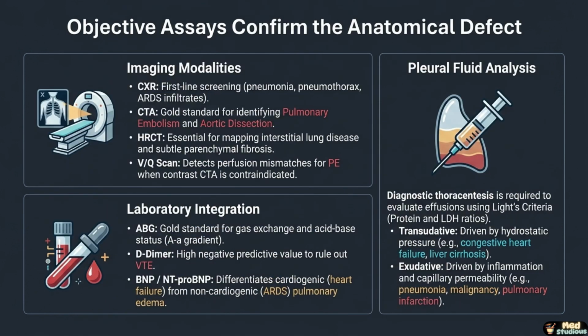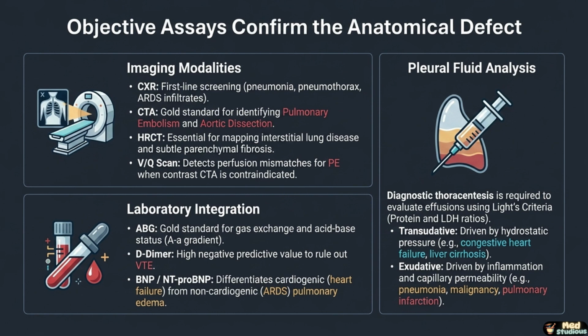Once clinical suspicion is established, objective testing confirms the precise anatomical defect. Imaging plays a central role. A chest X-ray remains the first-line screening tool, useful for pneumonia, pneumothorax, and ARDS infiltrates. CT angiography is the gold standard for identifying pulmonary embolism and aortic dissection. High-resolution CT becomes essential for mapping interstitial lung disease and detecting subtle early fibrosis. And a ventilation perfusion scan can detect perfusion mismatches consistent with pulmonary embolism when contrast-based CT angiography is contraindicated.